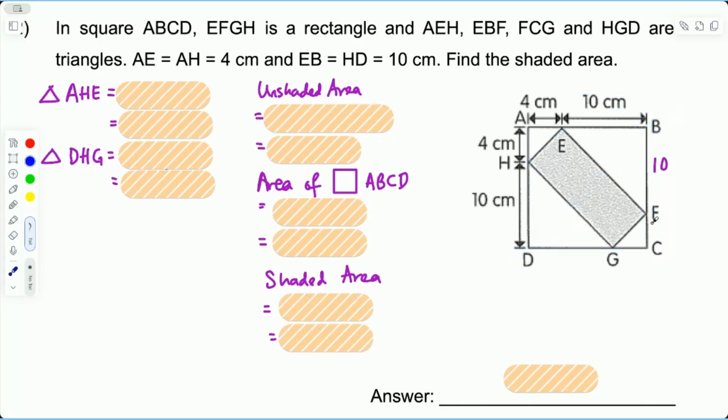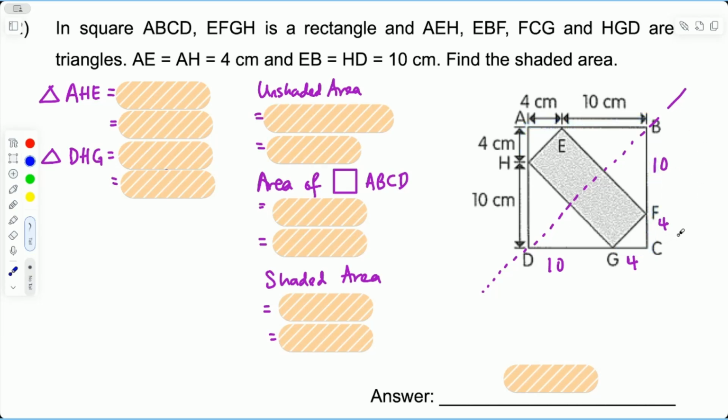AE is 4. FC will also be 4 cm. GC will be 4 cm. And DG will be 10 cm. Okay, the mirror image will look like this. Here is 10 and here will be 10 cm. These are 4 cm, 4 cm. This side here will be 4 cm, 4 cm. Here is 10 cm, and here will be 10 cm.